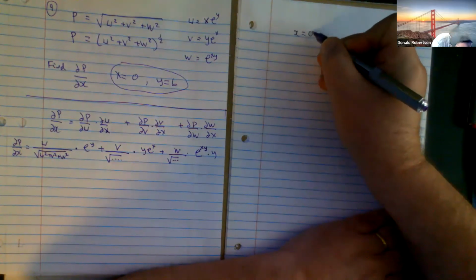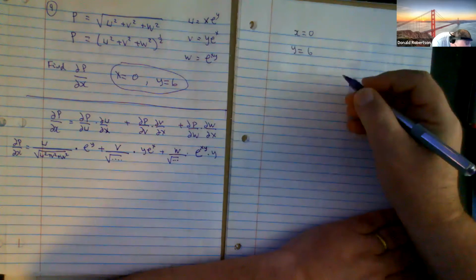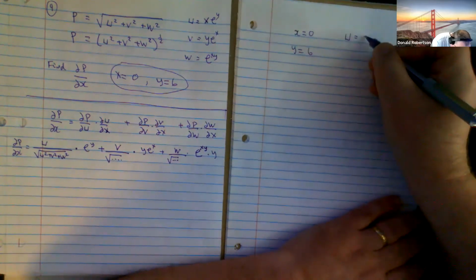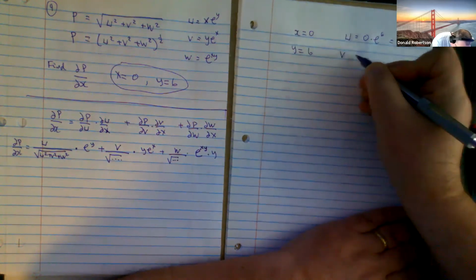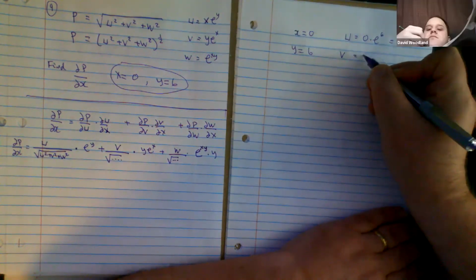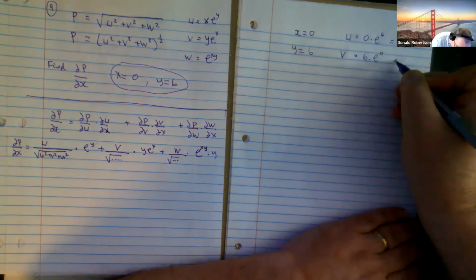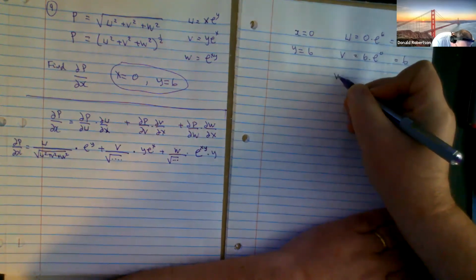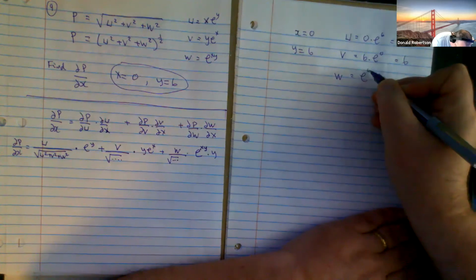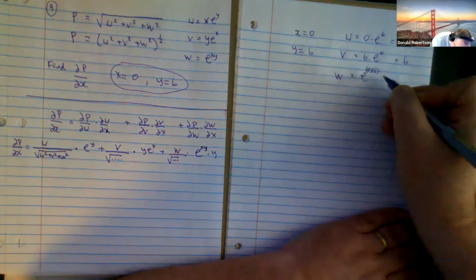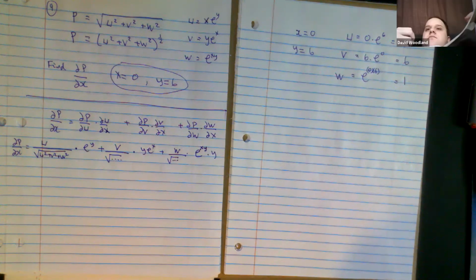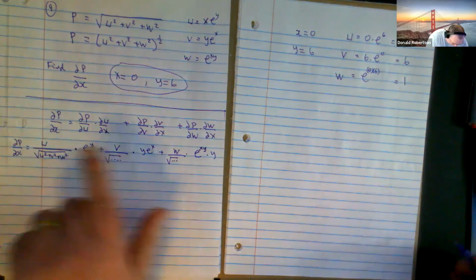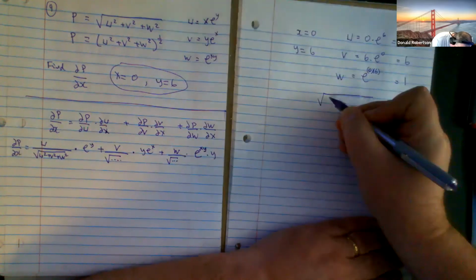If x is 0 and y is 6, then won't u be nothing times e to the 6, which is nothing? Won't v, which is y, times e to the nothing, be 6? And won't w, which is e to the nothing times 6, be e to the nothing, which is 1? Are you comfortable about how I found u, v, and w? Okay. Now, I know that these ugly square roots are going to be evaluated, so I might as well just do them here.